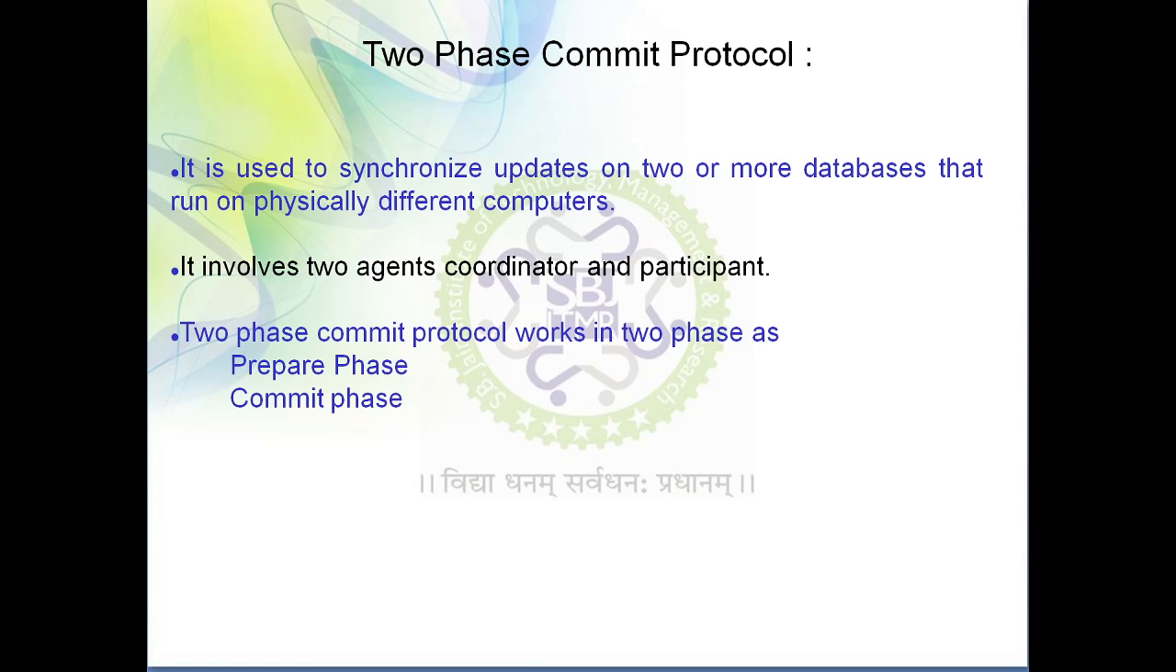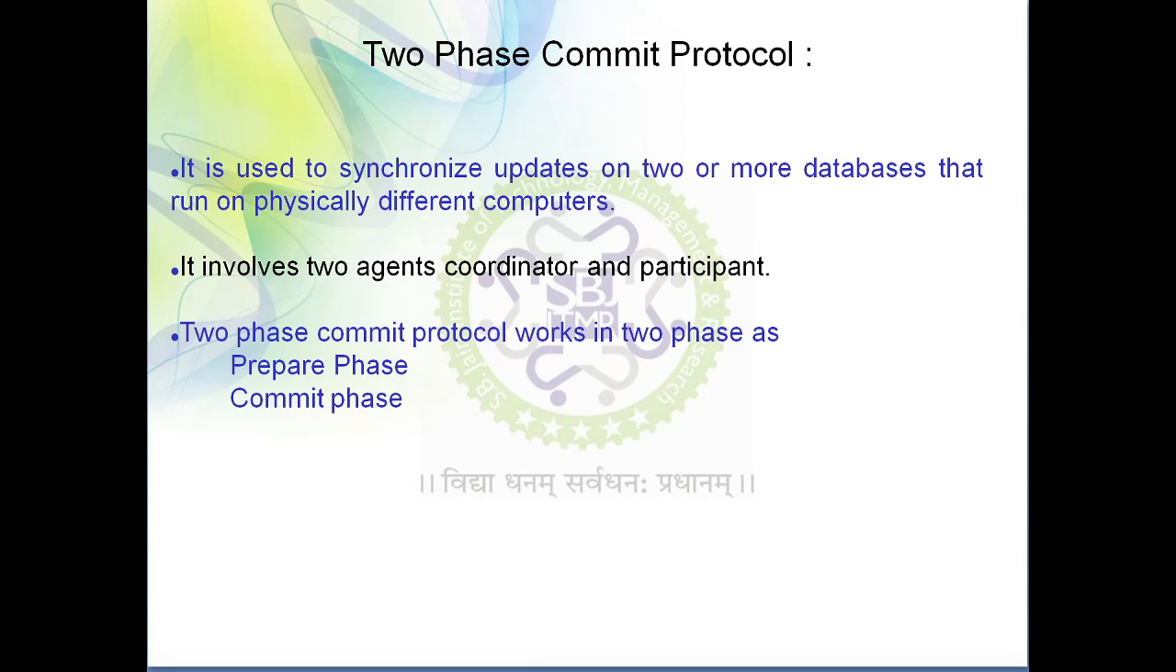This two-phase commit protocol is used to synchronize the updates between two or more databases that run on physically different computers. I mean, the concept is very simple. It is not necessary that the master transaction and its sub transactions are present on only one system. There may be a case that the master transaction is present at location 1, sub transaction 1 is present at location 2, and sub transaction 3 is present at location 3.